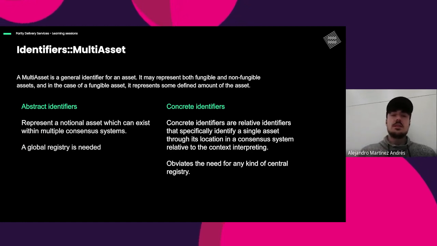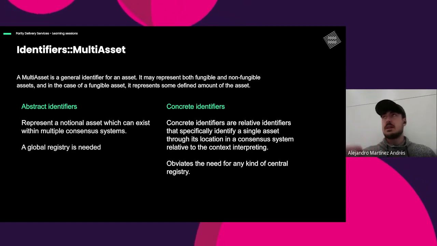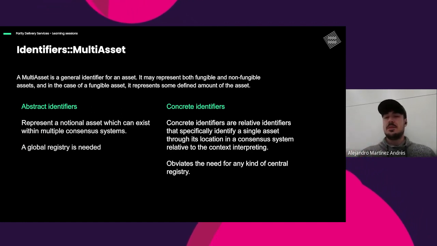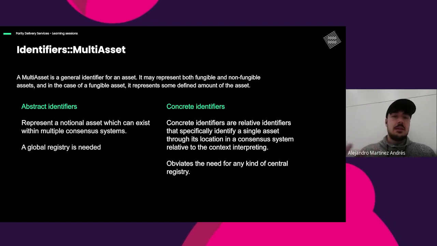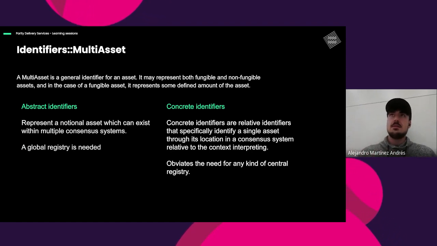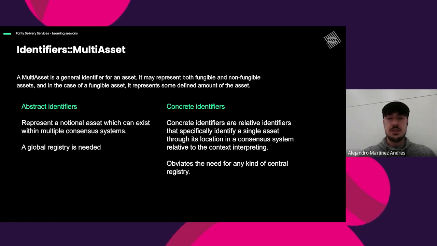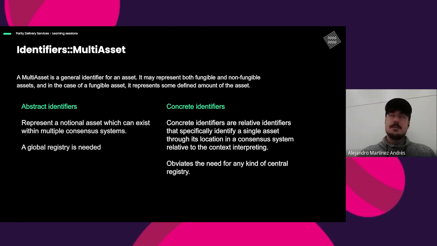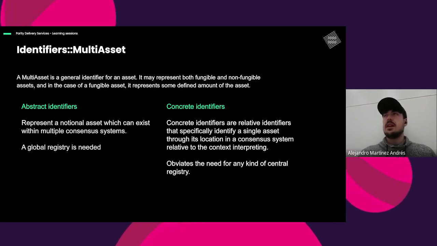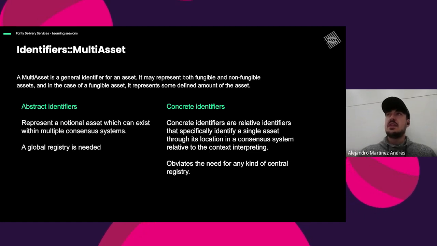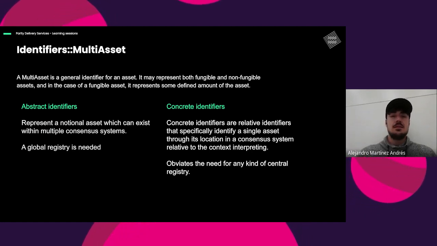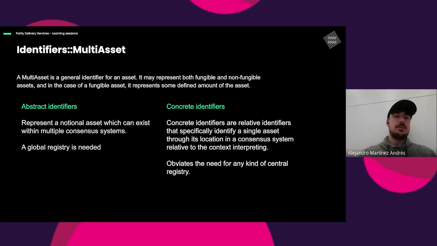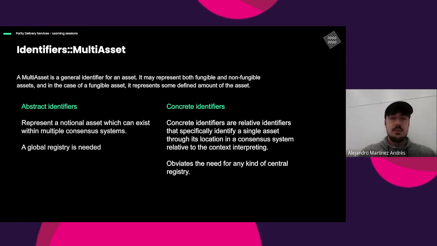But let's jump to concrete identifiers. These work in a very similar manner to multi-locations. They are formed of multi-locations. They are relative paths to identify assets that are living in different consensus systems, right? With a concrete identifier, we can refer to a single asset uniquely and unambiguously, and we get rid of the whole registry problem, right?